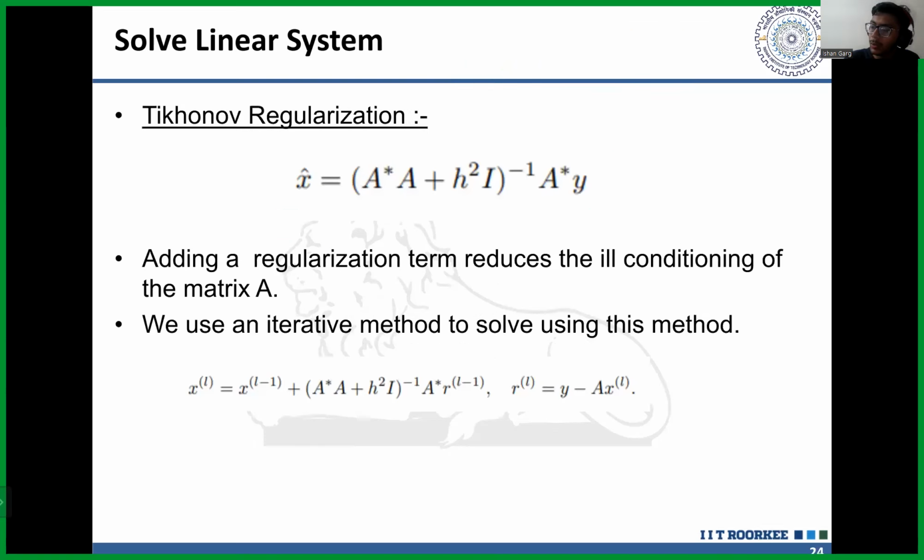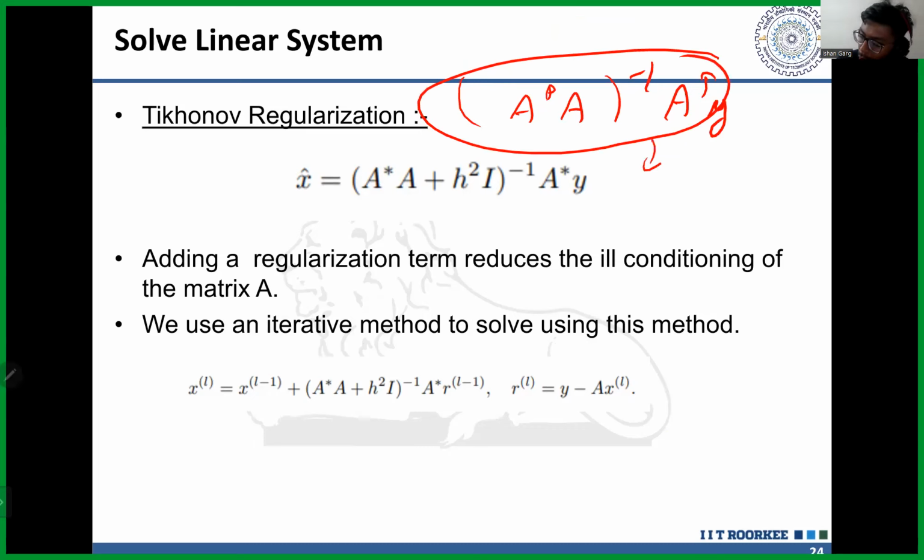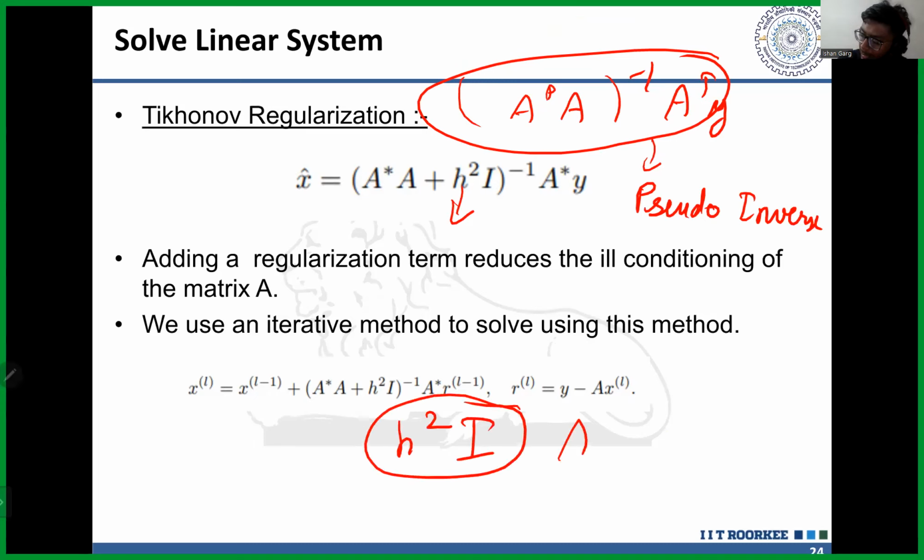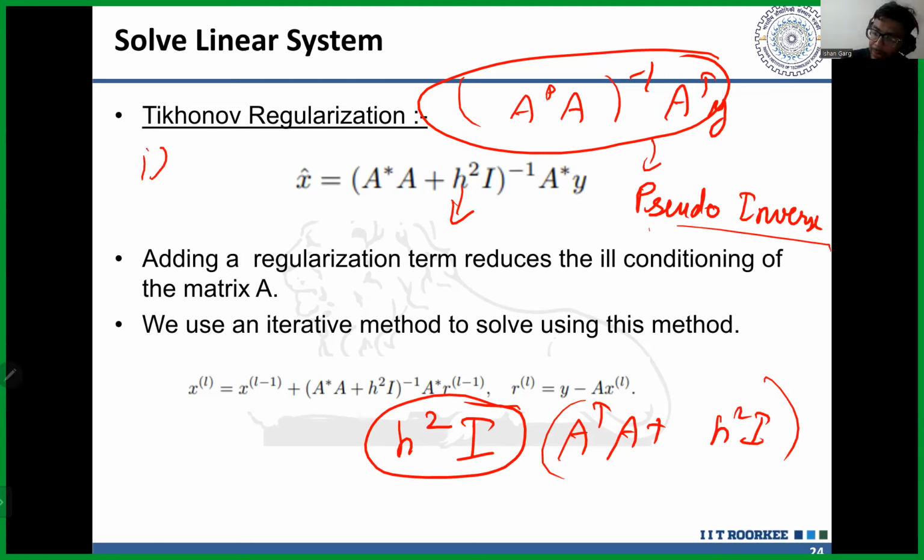The second is Tikhonov regularization. Let me give you a basic intuition for this method. What this basically is, is the Moore-Penrose pseudo inverse. What we are doing is adding a regularization constant h square along with the identity matrix. We are adding A transpose A plus h square I. In case of sparse matrices, the pseudo inverse generally doesn't work. So we are adding h square I as a regularization factor. What it will do is reduce the ill conditioning of the matrix.